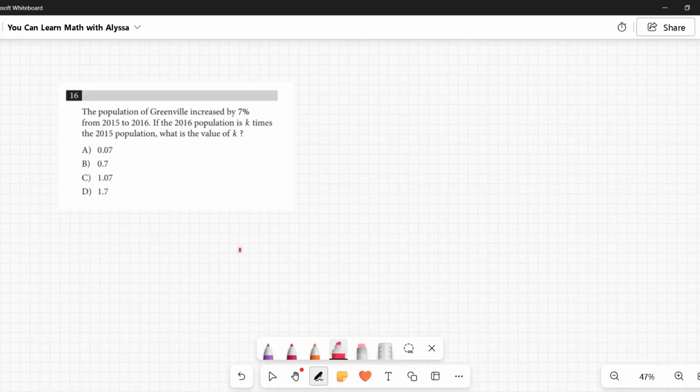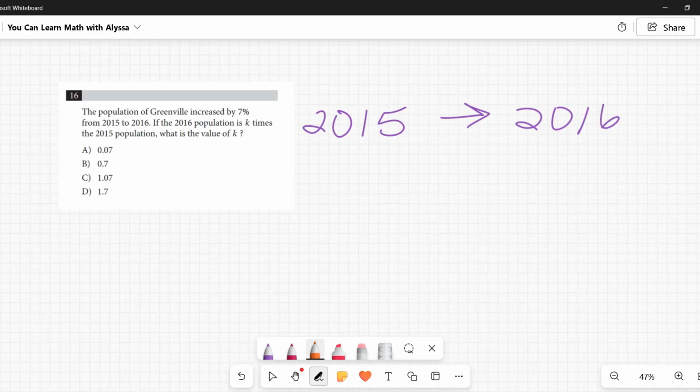Number 16. The population of Greenville increased by 7% from 2015 to 2016. If the 2016 population is K times the 2015 population, what is the value of K? All right, so from 2015 to 2016, it increased by 7%. The number is 7% greater.